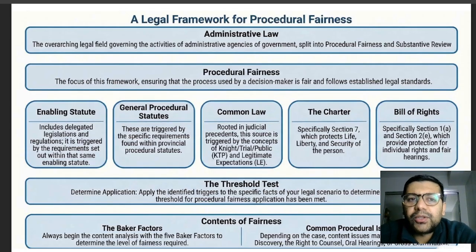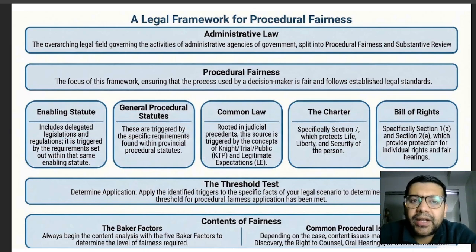Now, the next thing that you need to check is what the sources of procedural fairness are. You would need some legal basis to be able to go to the administrative body where you are saying that you need a judicial review of the decision that has been made by an organization.